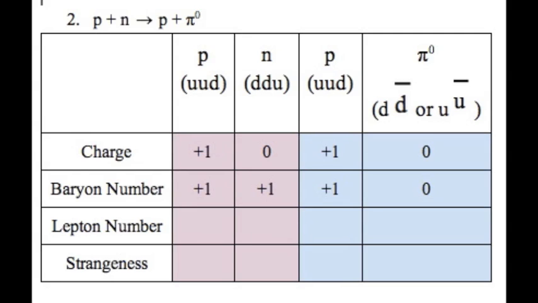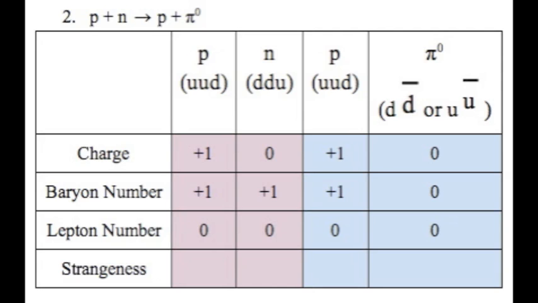1/3 plus -1/3 equals 0, so it has a baryon number of 0. Therefore, with this proposed reaction, the baryon number is not conserved since 2 does not equal 1. But let's still look at the rest of the quantities.